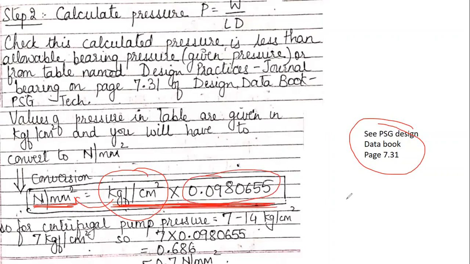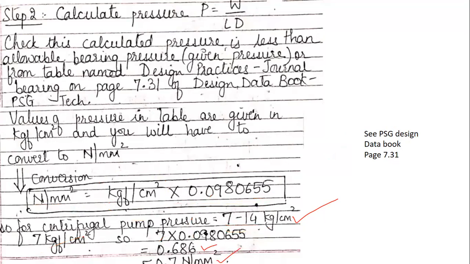0.098065. So just now you saw in the table, the centrifugal pump's allowable bearing pressure was 7 to 14 kgf per centimeter square. So if I take 7 kgf, then I multiply 7 into this value, 0.098, so I will get the value as 0.686, which is usually equal to 0.7 Newton per mm square.